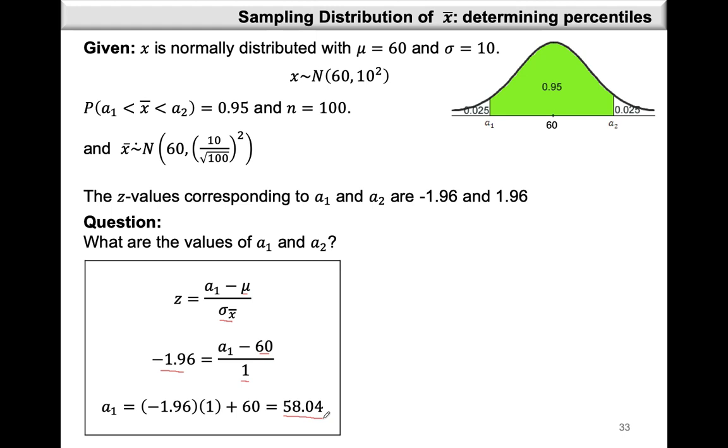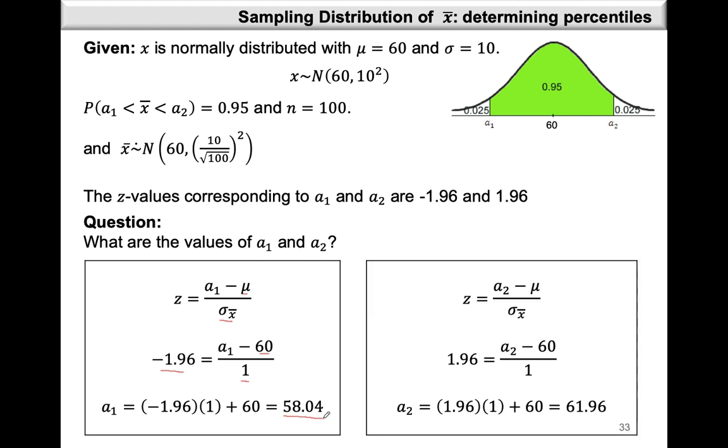And in the same way, Z is equal to A2 minus mu divided by sigma X bar. And in this case, Z is 1.96 and this is equal to A2, which is missing, minus the mean 60 divided by 1. So solving for A2, we find that A2 is equal to 1.96 times 1 plus 60 and we have our final answer of 61.96.